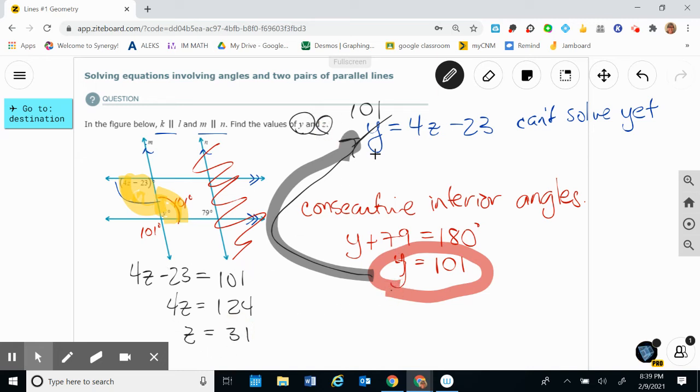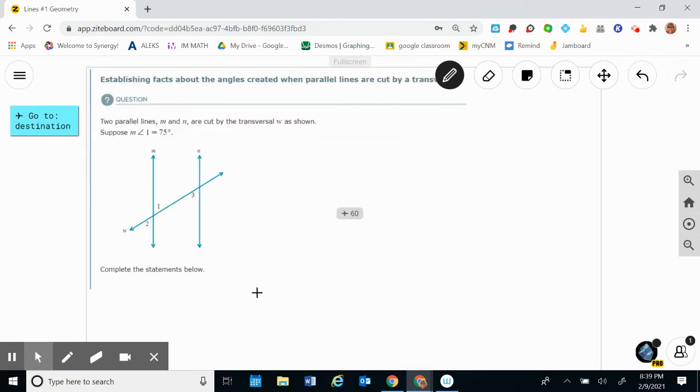Okay, really important to just know which angles are congruent. And you need to take notes for yourself for the test, for further work here, just so you know which angles are congruent. Okay, so one more.